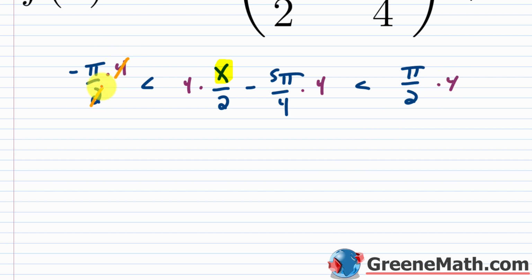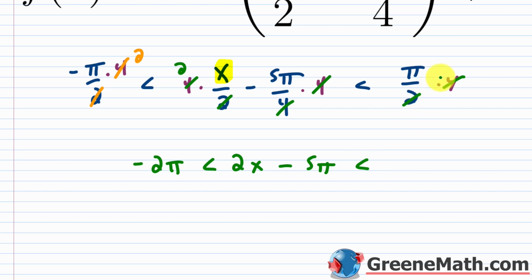This 4 would cancel with this 2 and give me a 2. 2 times negative pi is negative 2 pi. So this is less than. 4 would cancel with 2 and give me 2. 2 times x is 2x. And then minus, these 4s would cancel, so you have 5 pi. And this is less than. 4 would cancel with 2 and give me 2. 2 times pi is 2 pi.